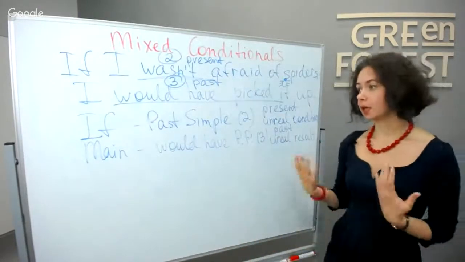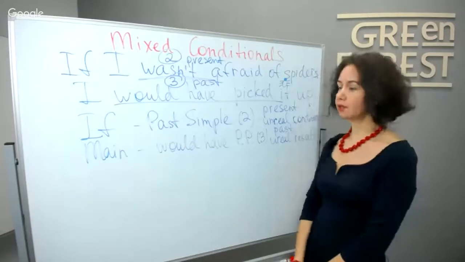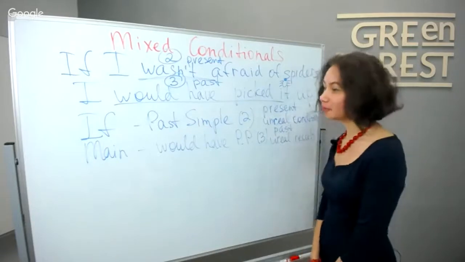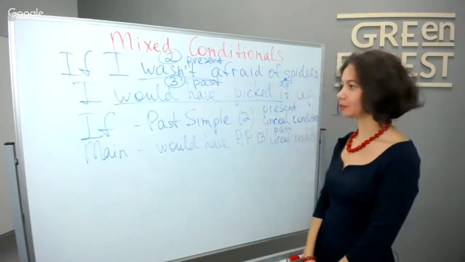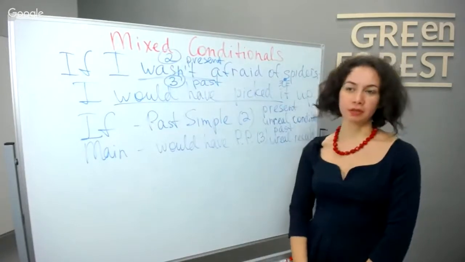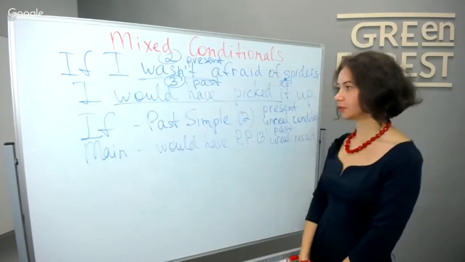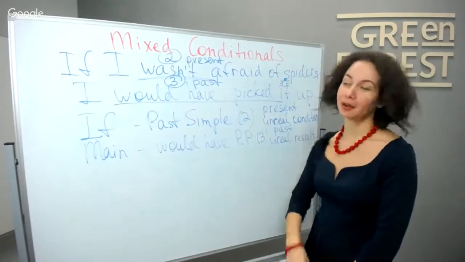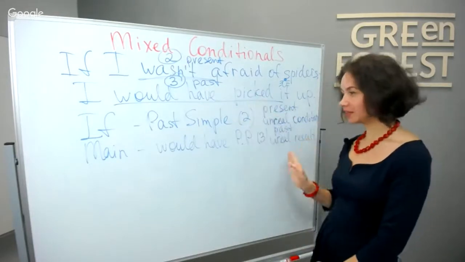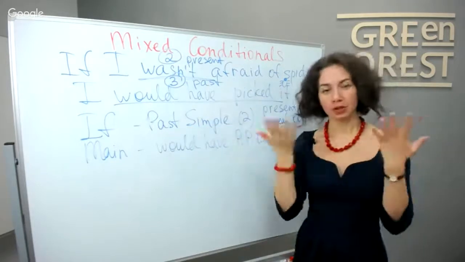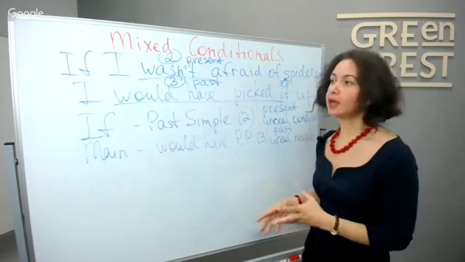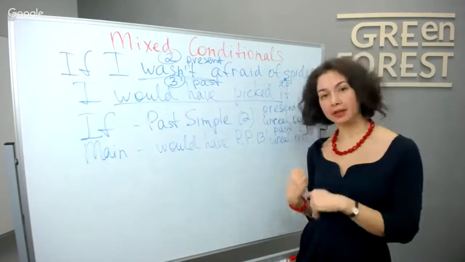One more example. If I wasn't afraid of heights, I would have jumped with my friends with the parachute a few years ago, but I am afraid and I didn't jump in the past. Or if I knew German in general, I would have helped my friend to translate a letter for her. Well, actually, I know German. Okay, it can be any other example. So the point is that over here we use 2 plus 3. In the if part, we talk more about general situation, about somebody's life or about our life. And that's why something happened or didn't happen in the past.